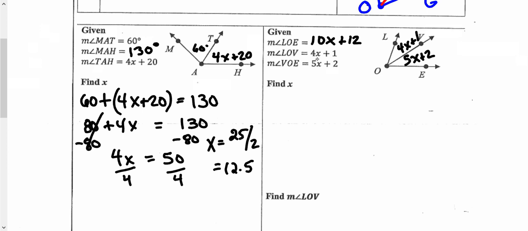Okay, so now let's set up our equation. We've got the part plus the part, and the LOE is the whole. So we'll go 4x plus 1 plus 5x plus 2 equals 10x plus 12.